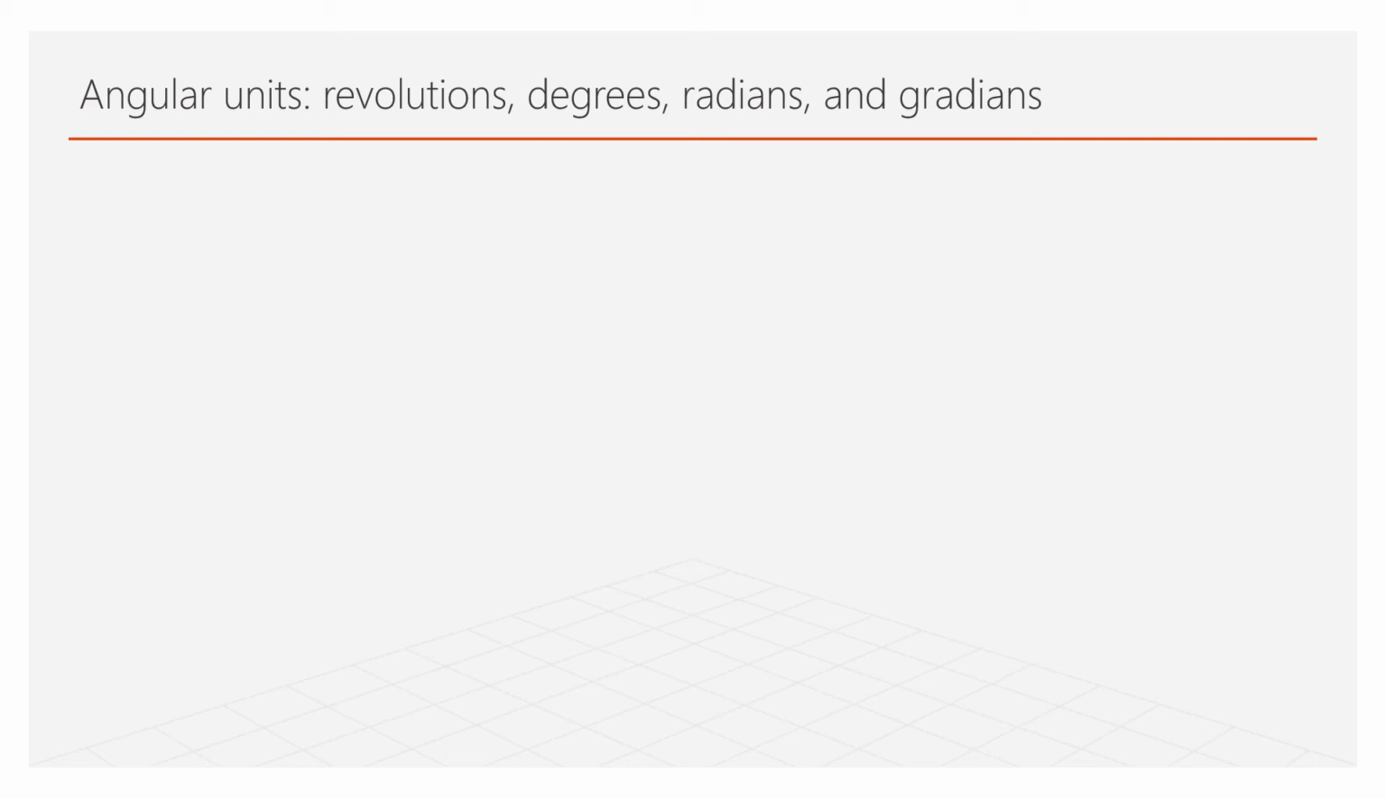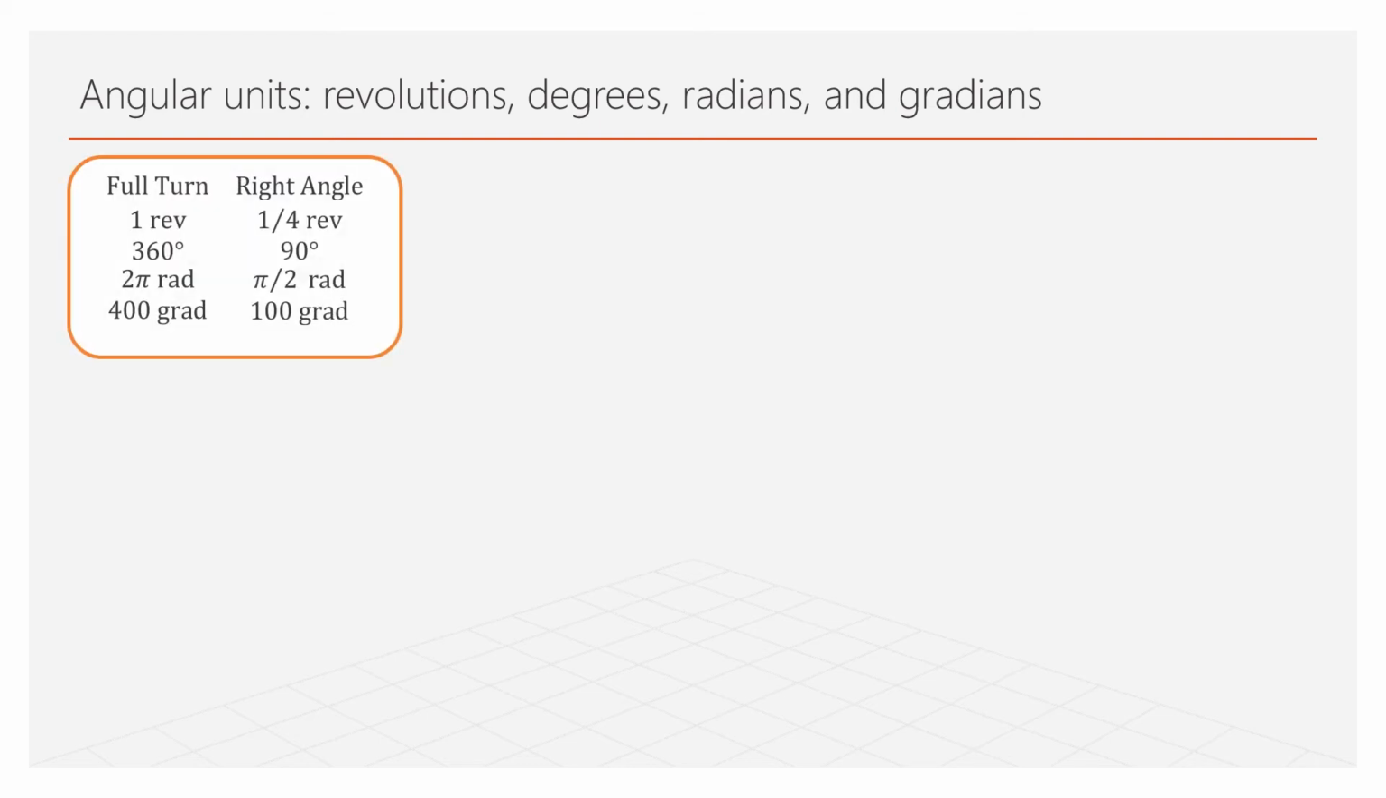Let's now review the different types of angular units. Here are their values for a full turn and a right angle. There's a full revolution, which for a right angle is a quarter turn or a quarter revolution. Then there are degrees, which is what you are probably most familiar with, where 360 degrees is a full turn and 90 degrees is a right angle. In radians, a full turn is 2 pi radians, and a right angle is half of pi.